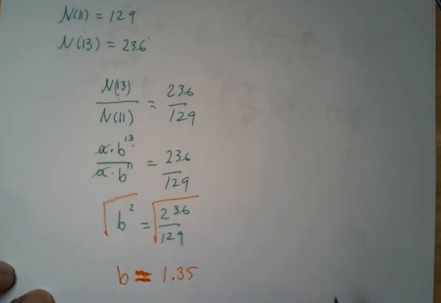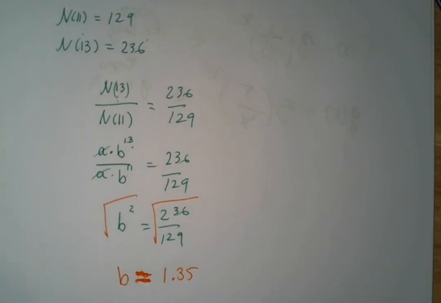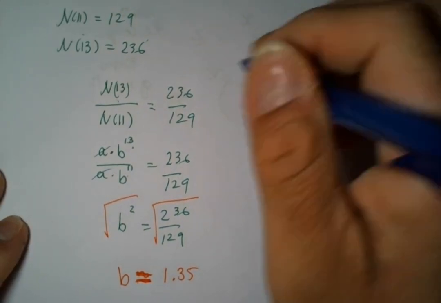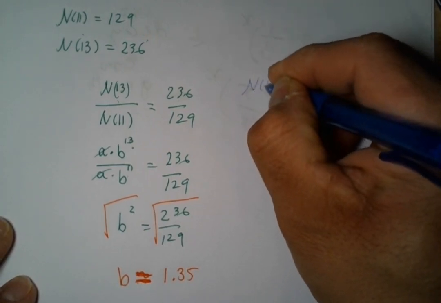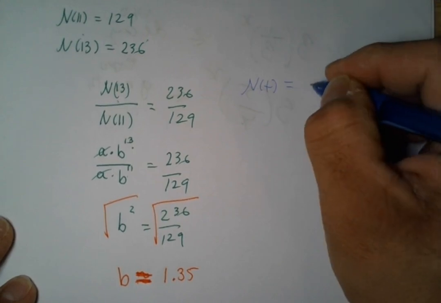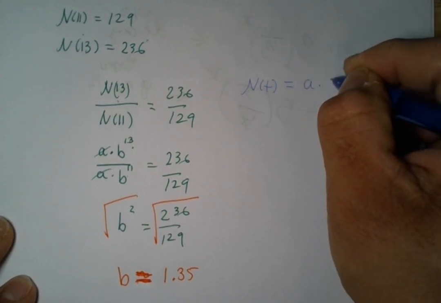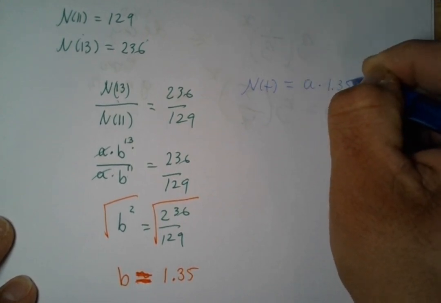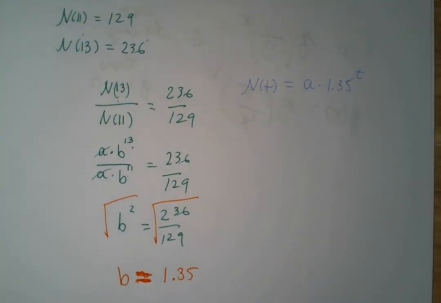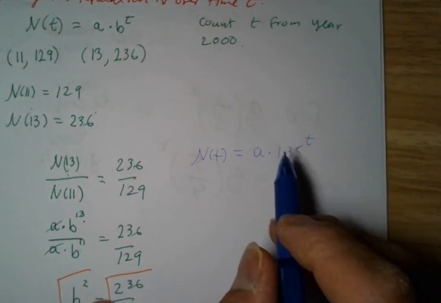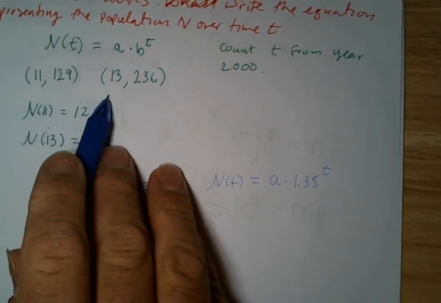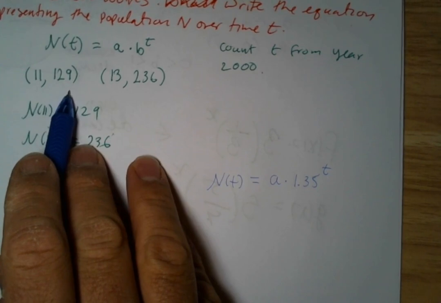So what do we have so far? So far we have N of t equal to a, I still don't know what that is, times 1.35 to the power t. Now, not quite done yet, but I'm almost there. How do I find a? Well, choose any one of these points. Which one doesn't matter.